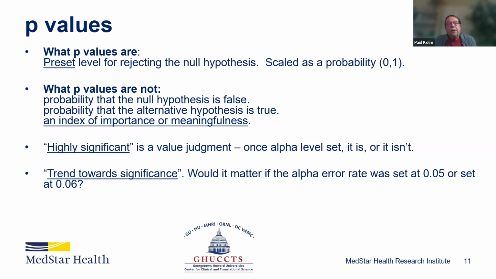And then another concept that often appears is a trend towards significance. So if you get a p-value of 0.06, but you've set your alpha error rate at 0.05, then you'd have to conclude that's not significant, but is that big of a difference? So you can see that the test of significance is not the only or even the most important concept in determining whether our hypothesis is true or not.